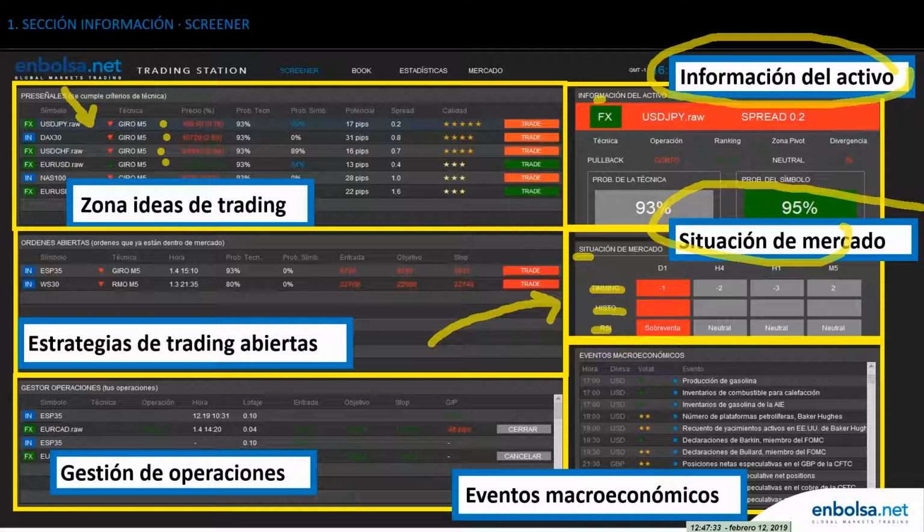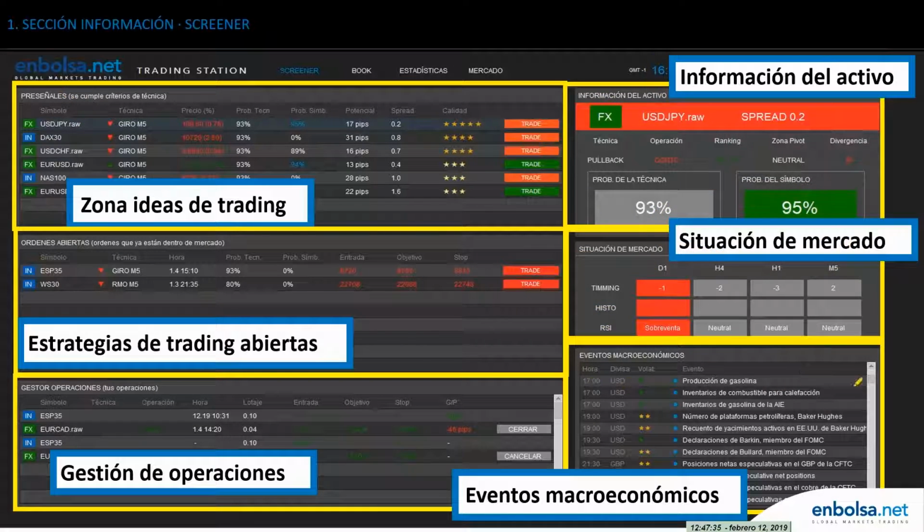Lastly, the sixth section is dedicated to macroeconomic events, where we can find all the daily macroeconomic data relevant to the trades and ordered by date, currency, volatility and type of event. And that is everything about the screener main window. Now we will go on to develop each one of the sections.